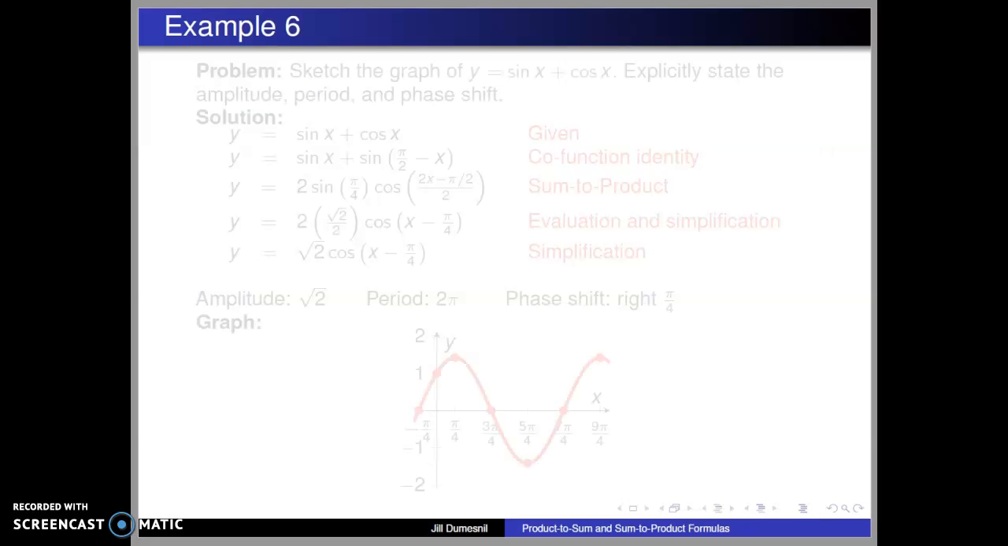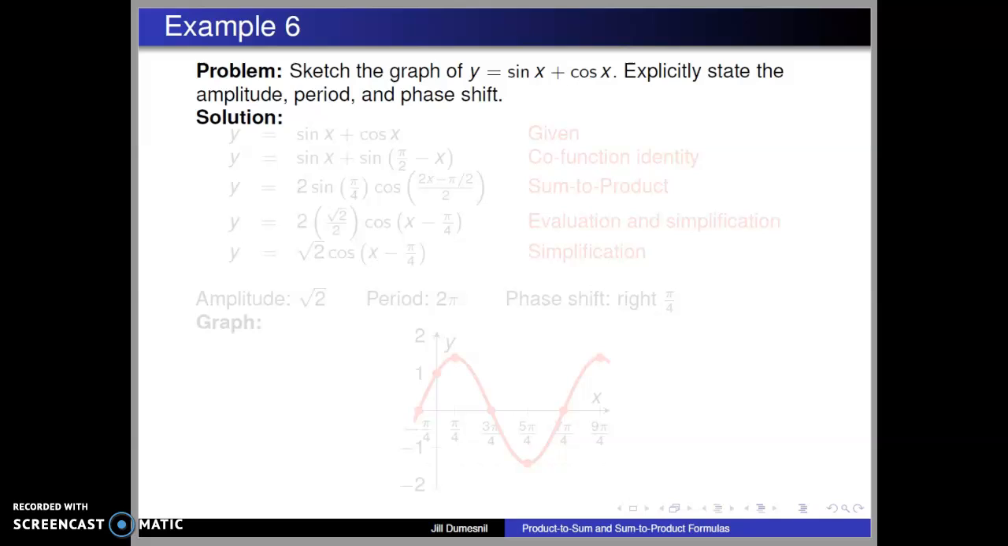Let's consider a final example in which converting a sum to a product is extremely useful. I will gloss over some of the arithmetic details here, but feel free to stop the video and fill in any missing details for yourself. We want to sketch the graph of y equals sine x plus cosine x, explicitly stating the amplitude, period, and phase shift. For our solution, we will rewrite the function using several identities.